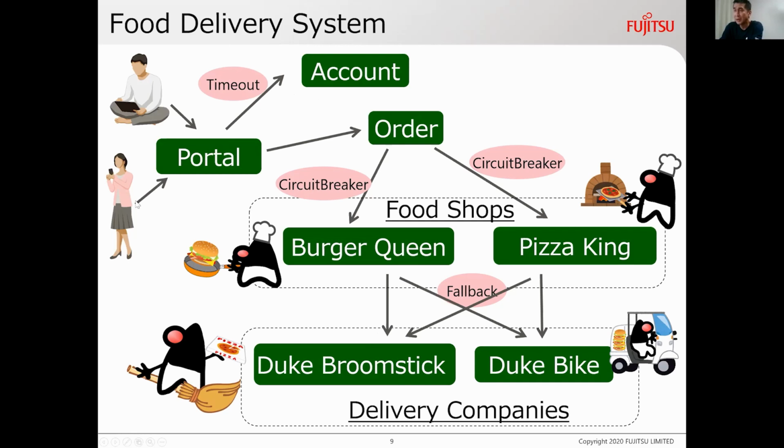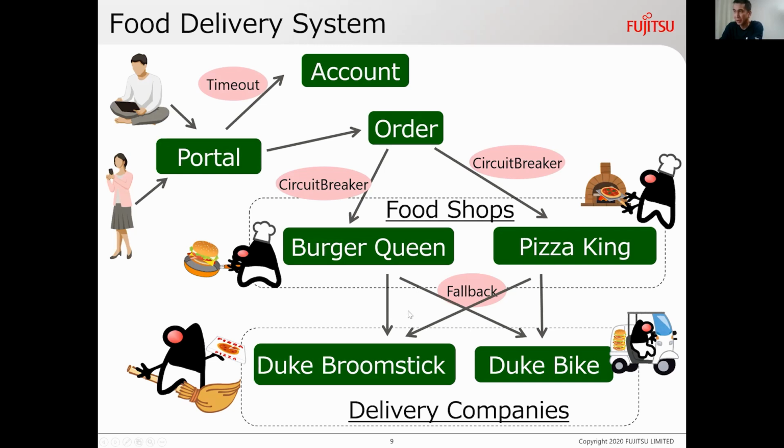And the customer orders food, for example, burger or pizza or whatever. The portal service sends a request to the order service, and order dispatches the request to each shop, burger or pizza, depending on the customer's request. And the shop service, such as burger service, requests the delivery company. So there are some choices, for example, Broomstick or Duke Bike.